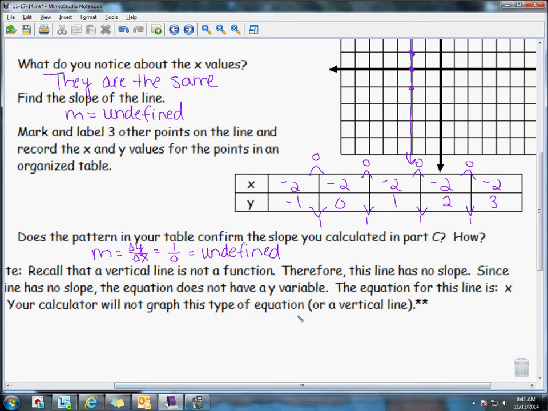The reason for that is it tells you right here, recall that a vertical line is not a function. Your x's repeat, it's not a function. Therefore, this line has no slope. Since the line has no slope, the equation does not have a y variable. So your equation for this line is just going to be x equals, notice it's not even y, it's x equals wherever you cross the x-axis. We cross at negative 2, so x is equal to negative 2.